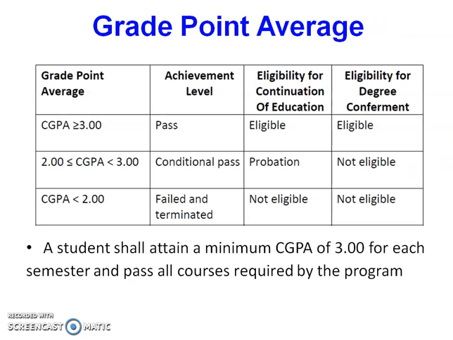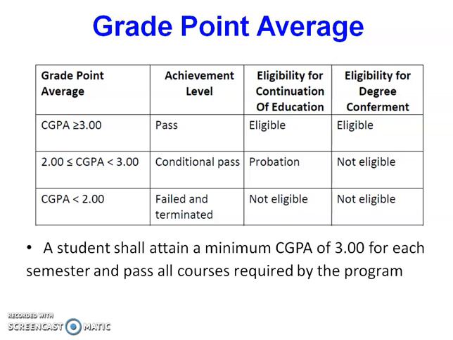In order to pass, students need to have a minimum CGPA of 3.0. This would mean that every semester you need to get a grade point average, or GPA, of 3.0. A student who is incapable of attaining a CGPA, or cumulative grade point average, of 3.0 will be given the status of conditional pass in the following semester to improve his or her performance to at least a CGPA of 3.0 at the end of that semester.